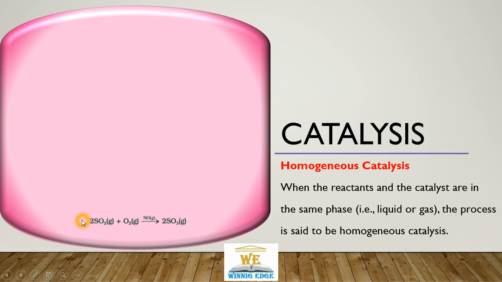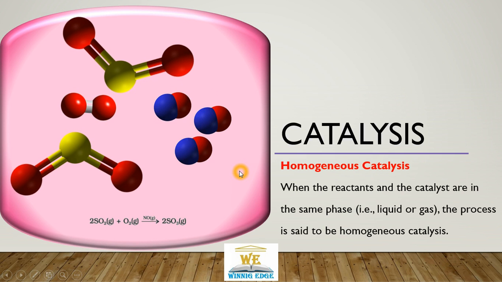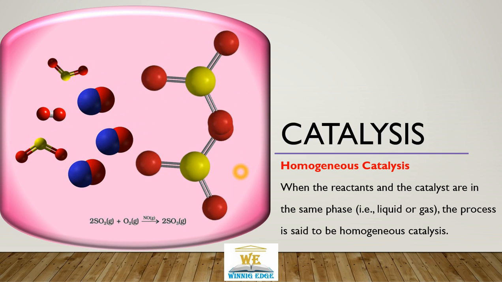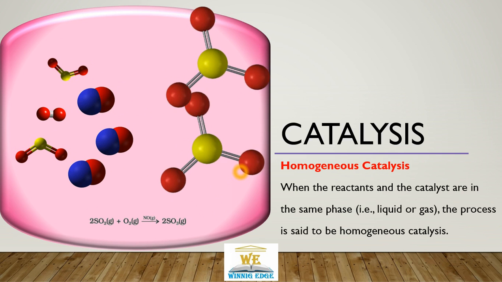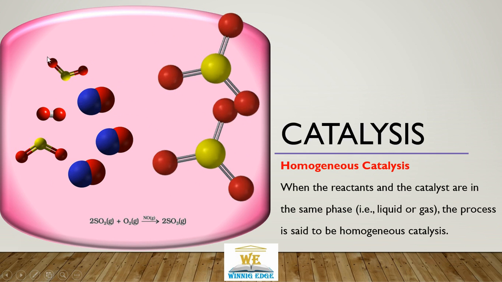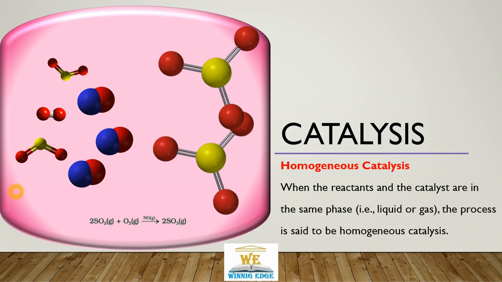An example is the oxidation of sulfur dioxide to sulfur trioxide in the presence of nitric oxide vapors. This is nitrogen dioxide and oxygen. Nitric oxide molecules act as a catalyst, facilitating the reaction to go toward sulfur trioxide formation. Because all the constituent reactants and the catalyst are present in the same phase, we call this reaction homogeneous.